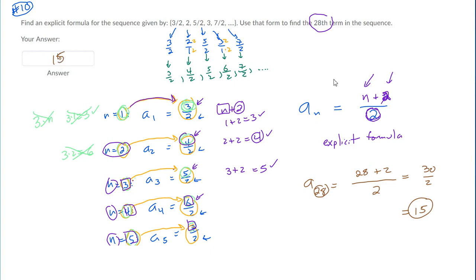How did I generate it? I first figured out the explicit formula that generates all the terms for me, and then I applied that formula to the particular n value they gave me, n equals 28 in this case. So it's a bit of a detective game. You have to kind of be a detective here. These are a little bit tricky. All right, let's go to the next one.